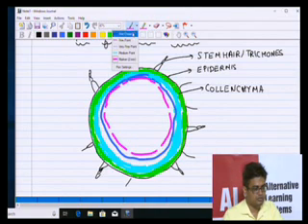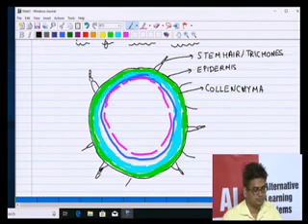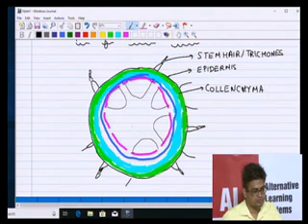Finally, we come to the vascular bundles. Vascular bundles will be present here: 3, 4, 5, 6, 7. I should have drawn 8, but this is also okay. Now xylem will be present here.